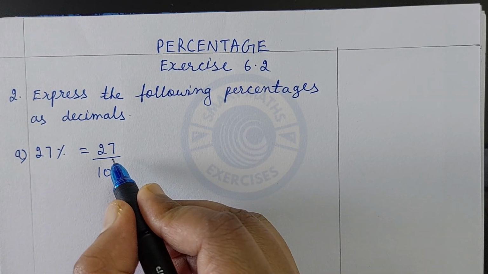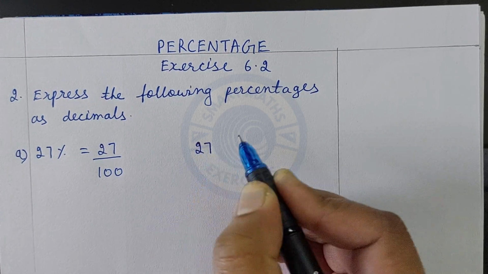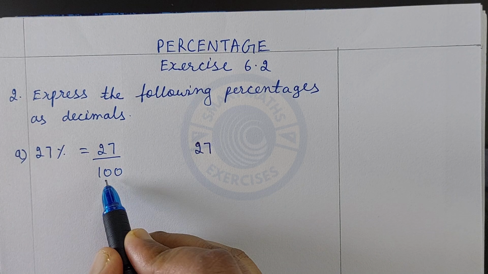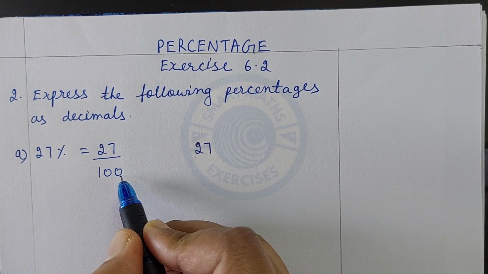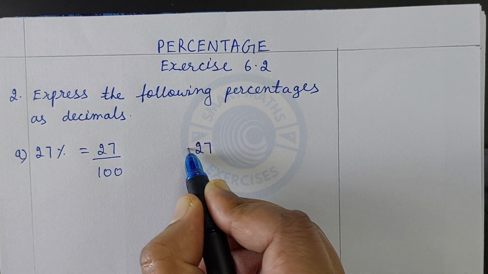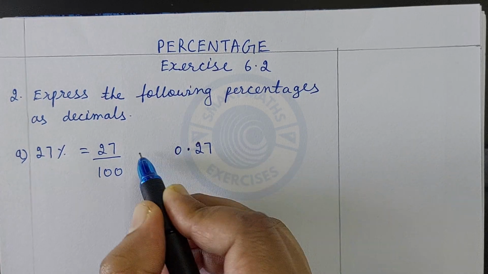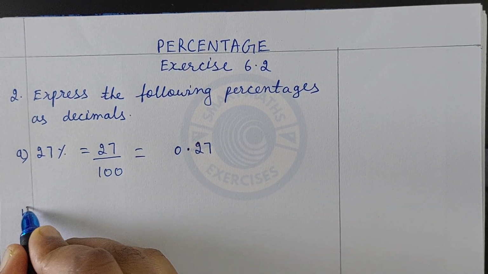You can write the numerator towards the right, 27, and observe there are two zeros in the denominator. So you have to write a decimal point after two numbers, that is 1, 2, and then write a 0. So 0.27 is the answer. Next question.